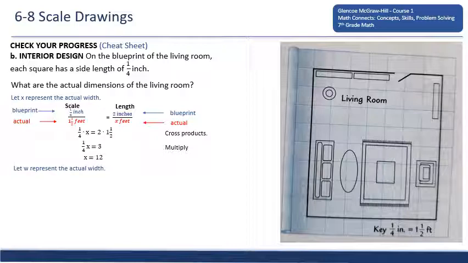Now we have to solve for the width. So we're going to let W represent the actual width. So the scale is the same. It's 1/4 equals 1.5. And our measurement changes because there's only 7 squares for the width. So we're going to have 1 3/4 inches equals W feet.